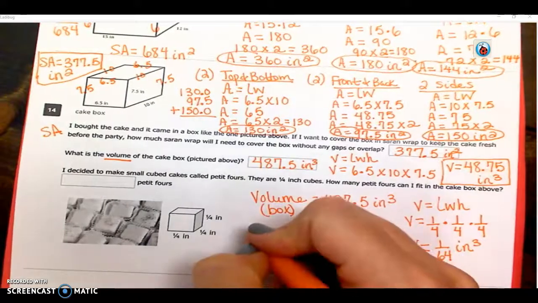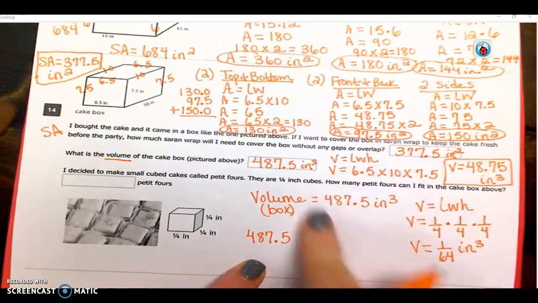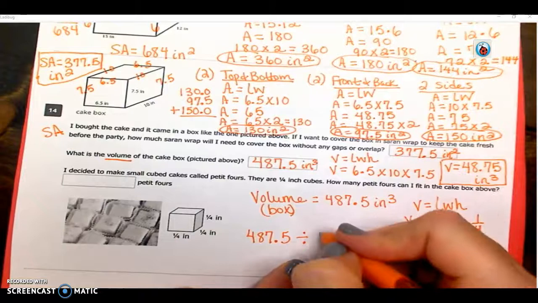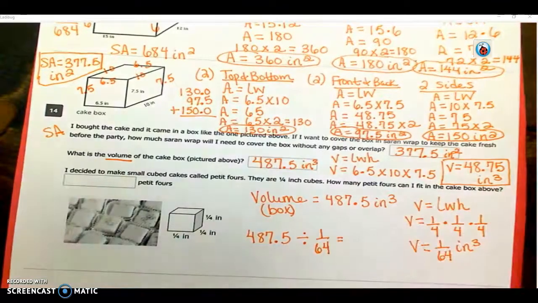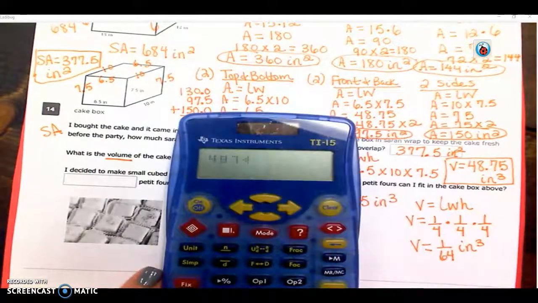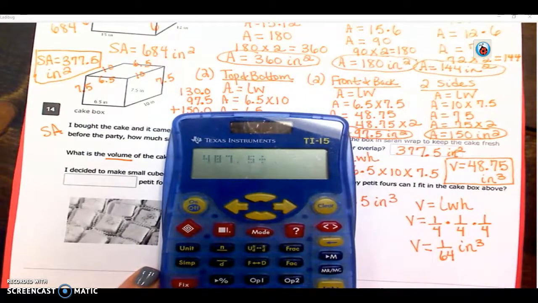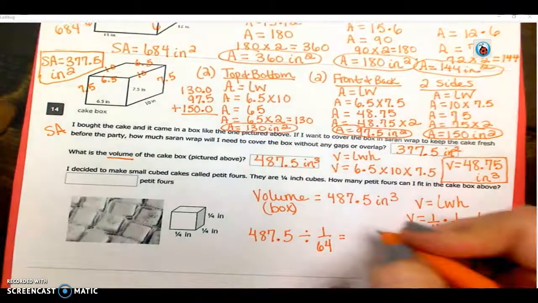So we need to take 487.5, which is the volume of the box, and divide it by the volume of the cube, which is 1/64. Okay, so take your calculator. We're going to do 487.5, so 0.5. We're going to divide that by 1 numerator, 64 denominator, and we get 31,200.